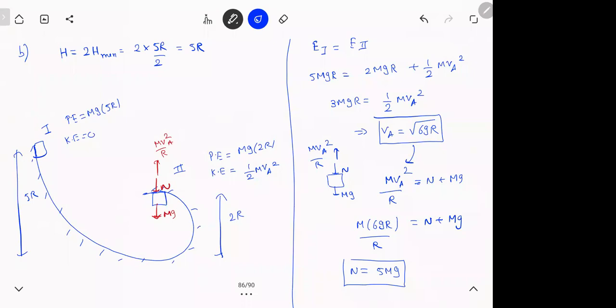Clear with this? Turning the page. Next one.